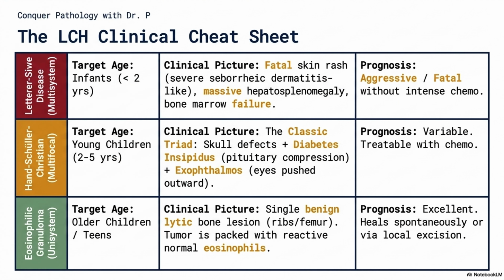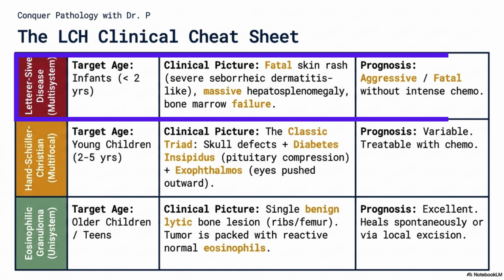Next is the LCH clinical cheat sheet. For infants under 2 years old, the disease is Letterer-Siwe, which is a multi-system condition. The clinical picture includes a fatal skin rash that resembles severe seborrheic dermatitis, massive hepatosplenomegaly, and bone marrow failure. The prognosis here is aggressive and fatal without intense chemo.